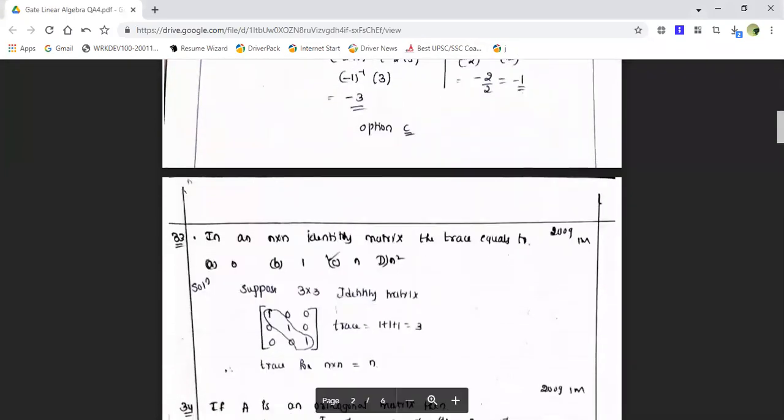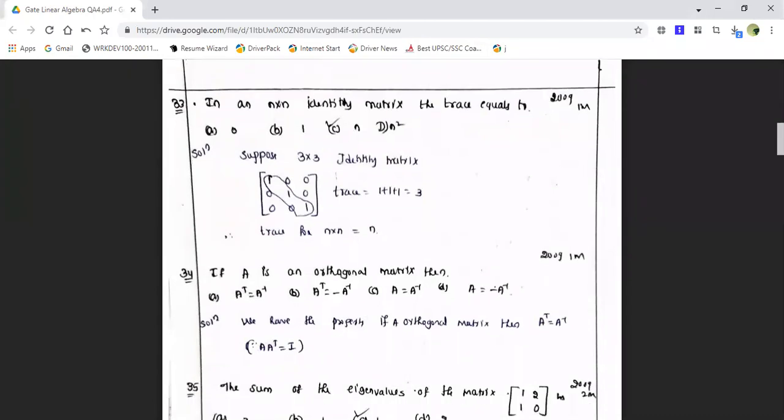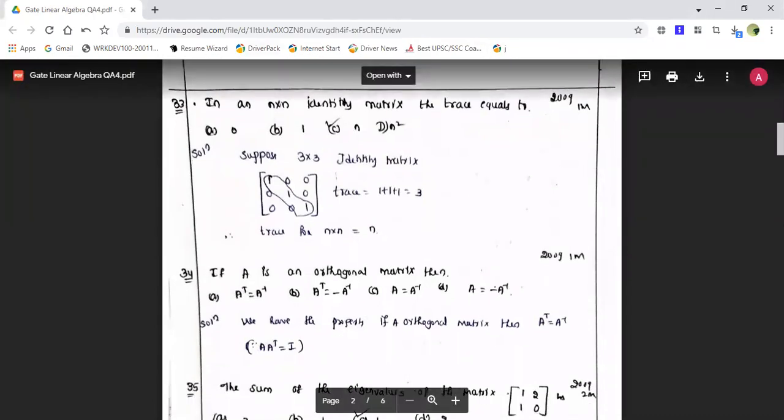So here, the next question appeared again in 2009. The question is: in an n cross n matrix, this is asked for 1 mark. Let's see, it may be a direct question. If an n cross n identity matrix, then the trace is equal to? So here they're asking about the n cross n identity matrix.